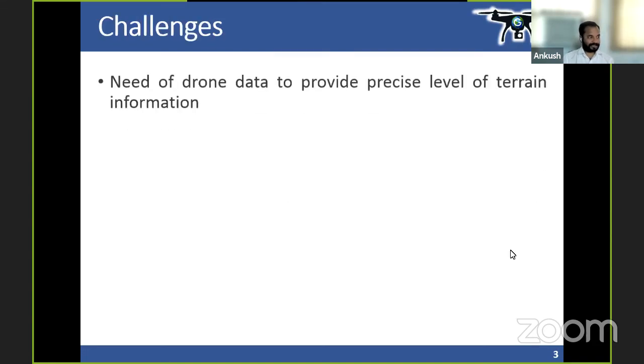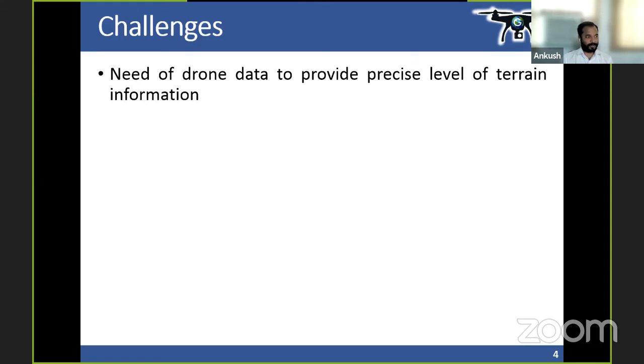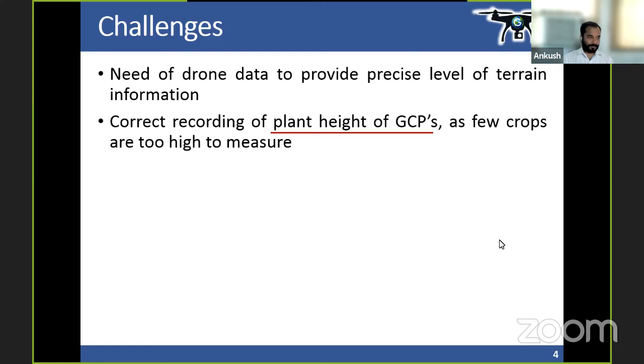So what is the challenge? The challenge is the need for drone imagery that provides us the precise level of terrain information by which we can train our network so that it will give us efficient results. And the correct recording of the plant height at the GCP, as we know that a few crops are too high to measure, for example sugarcane, which ranges from 380 centimeters to 420-430 centimeters.